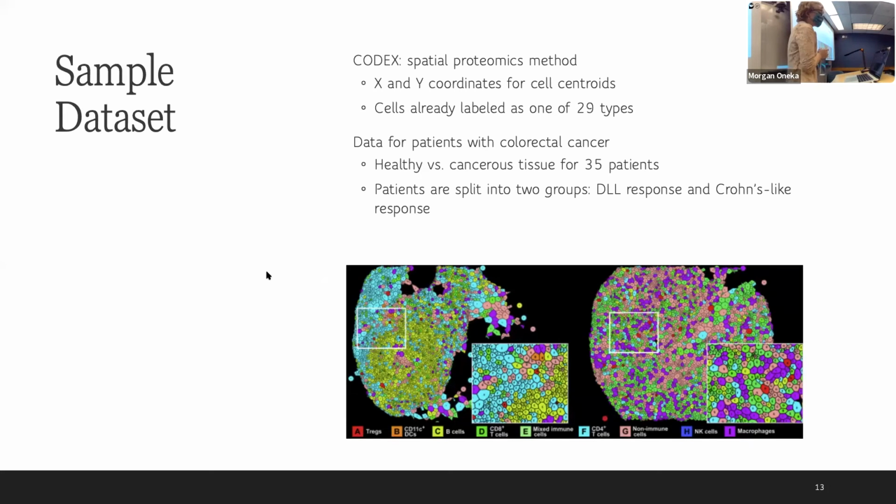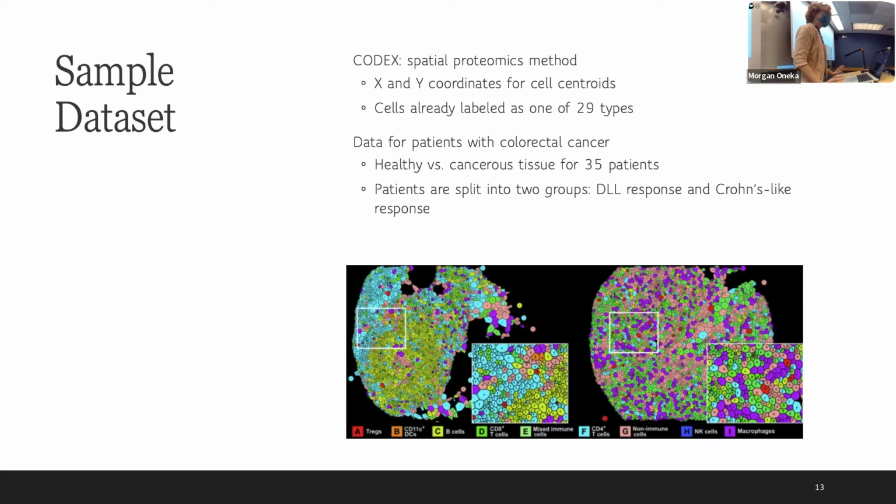So I work with spatial biological data. Basically, my work focuses on how we can identify spatial trends in biological data. I work with spatial transcriptomics and proteomics data, and for this example, I'm going to go through some spatial proteomics data using the Codex pipeline.